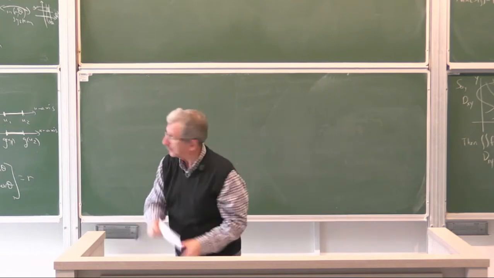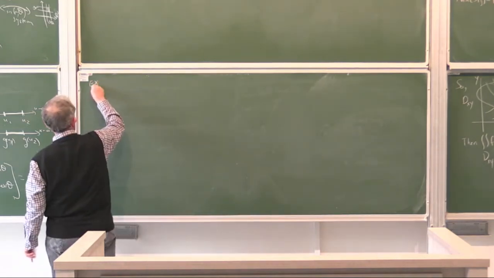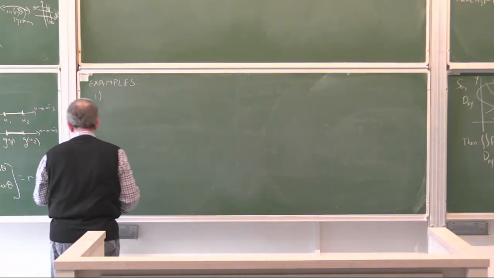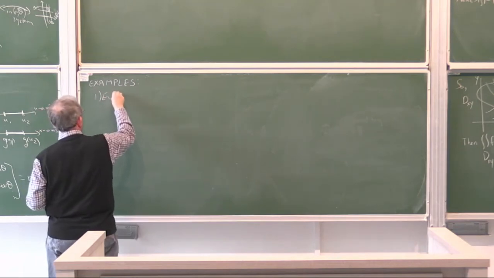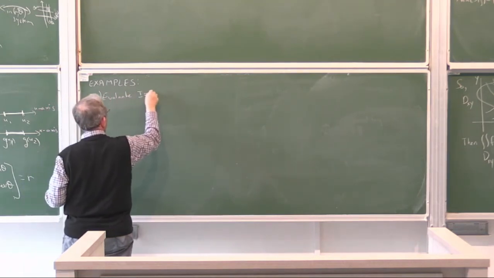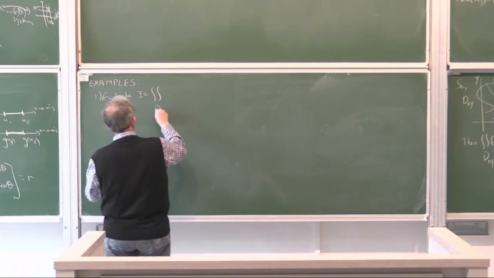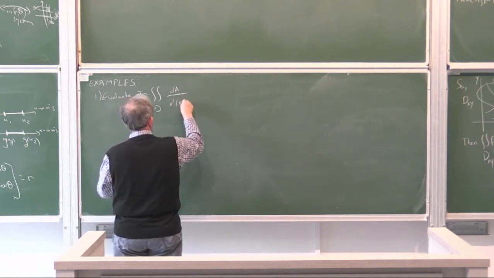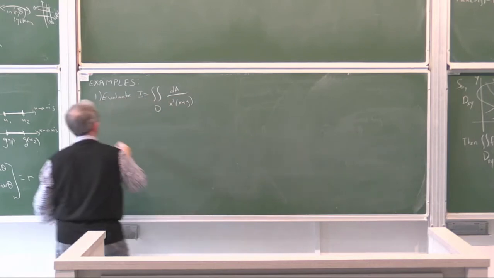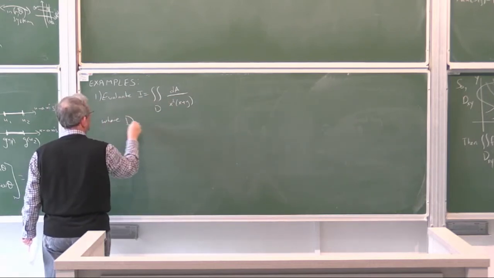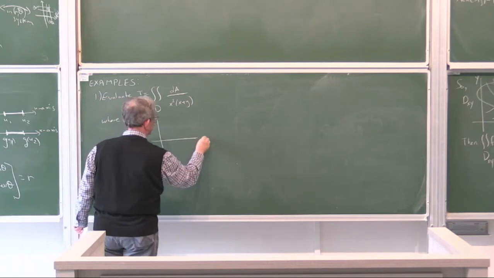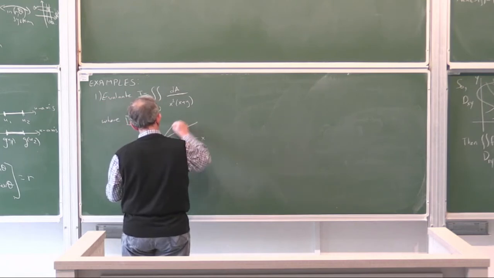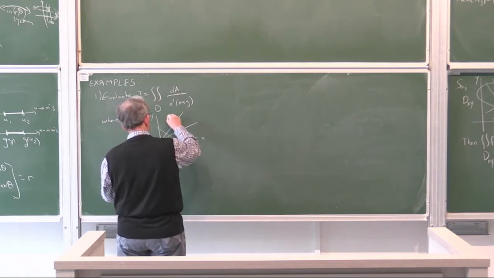Let us see some examples. Evaluate I, which is the double integral of dA over x squared, x plus y, where D is the following region in the xy system. It is bounded by two lines and another two lines here.